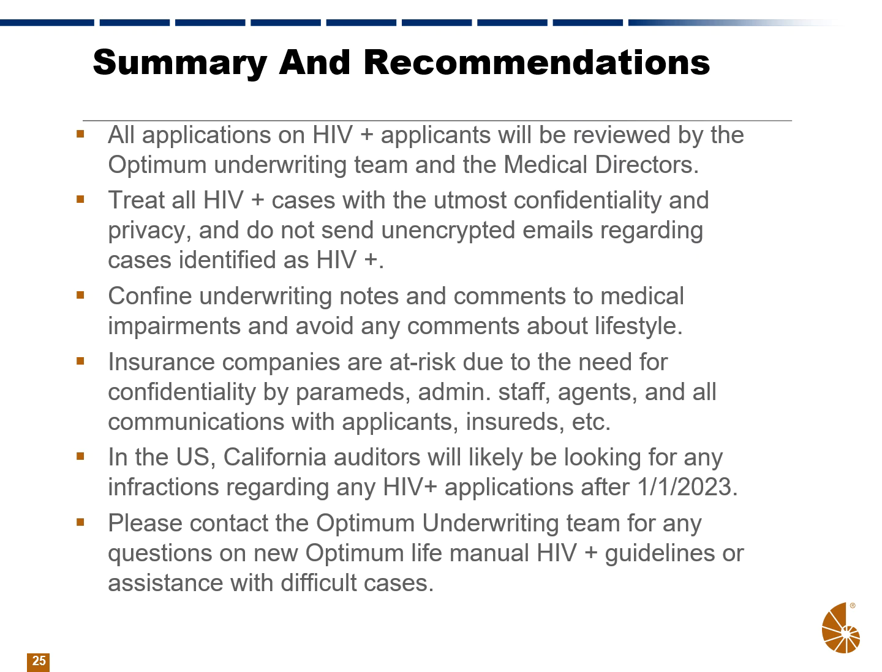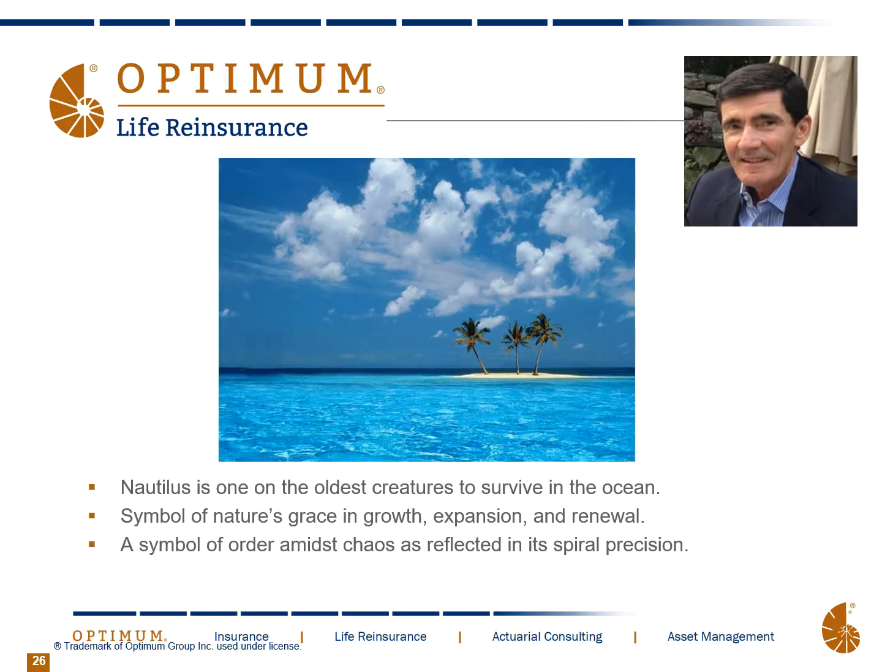In the U.S., California auditors are likely to be looking for any infractions regarding HIV positive applications after January 1, 2023. And we're available for any questions regarding HIV applicants or our manual guidelines, especially on difficult cases. That completes our series in the Optimum Academy on PrEP and HIV disease.